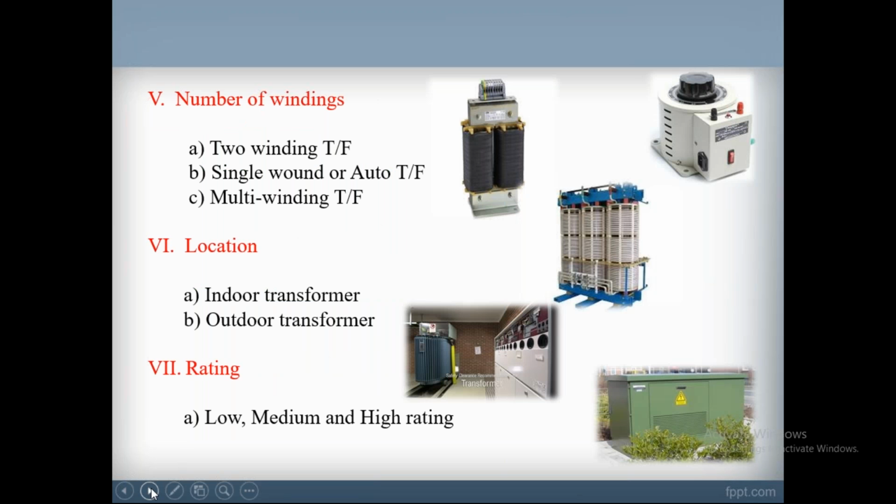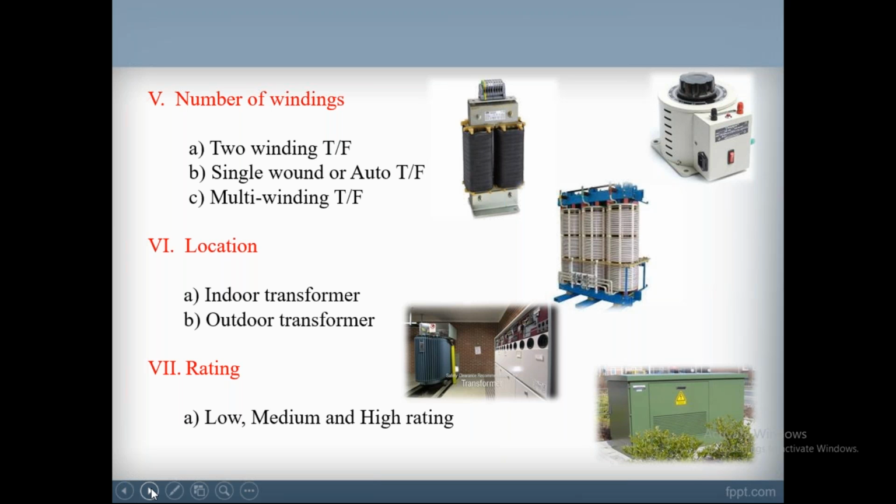Next one is number of windings. So based on the number of windings, we have three types: two winding transformer, single winding transformer and multi winding transformer. Two winding transformer is an example of a single phase transformer. Single winding transformer is an example of an auto transformer, and multi winding means three phase transformer. Okay, so these are the three categories based on the number of windings.